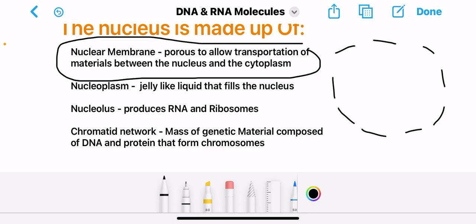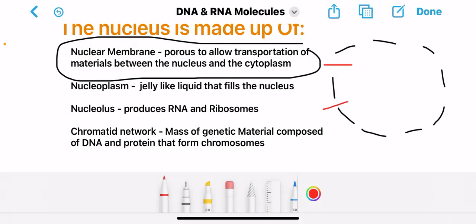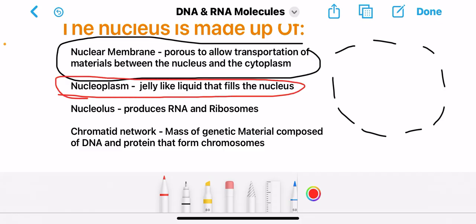So you see these spaces here. These spaces between, these are pores. Pores of the nuclear membrane, which allow something to pass through. Okay? To pass through. So, now we have what we also call the nucleoplasm. Now, the nucleoplasm is a jelly-like liquid that fills the nucleus. Mainly, you'll see it elaborated as dots inside what? The nucleus.